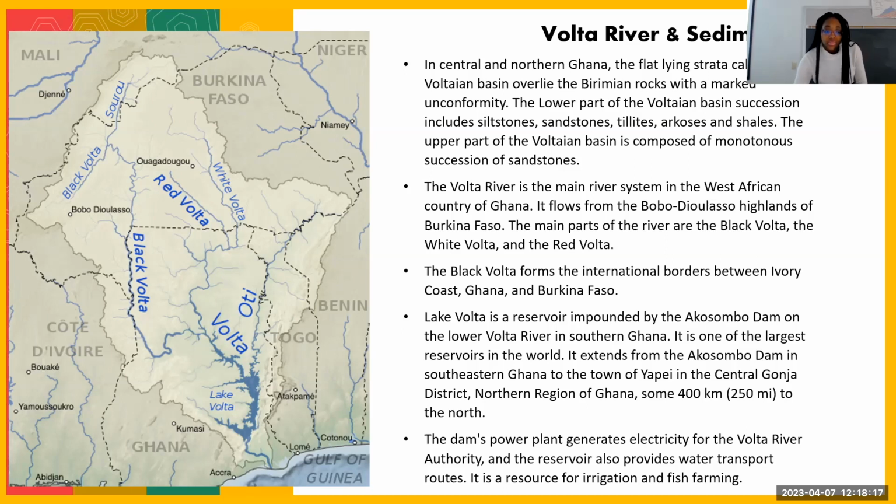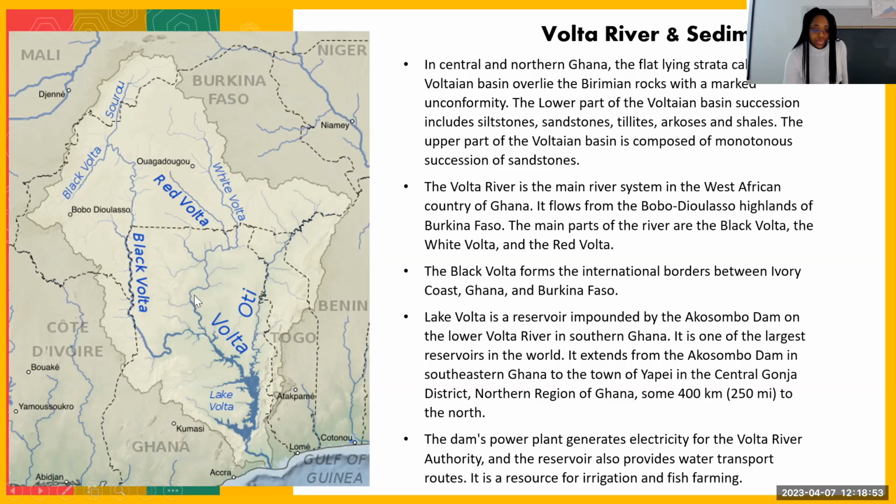The Volta River, that's all of this over here, is the main river system in the West African country of Ghana. It flows from the Bobo-Dioulasso highlands of Burkina Faso. So it starts from somewhere around here or so, and flows all the way through Ghana and then into the Gulf of Guinea. The main parts of the river are the Black Volta, the White Volta, and the Red Volta. The Black Volta forms part of the international border between Ivory Coast, Ghana, and Burkina Faso. So right here, all of that is the Black Volta.